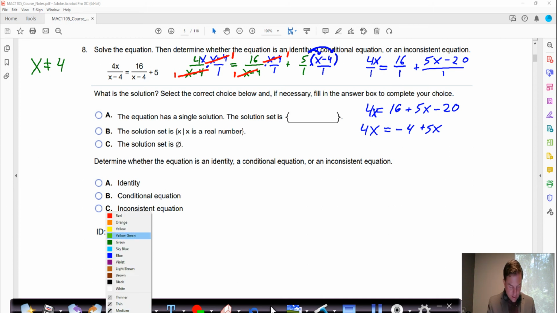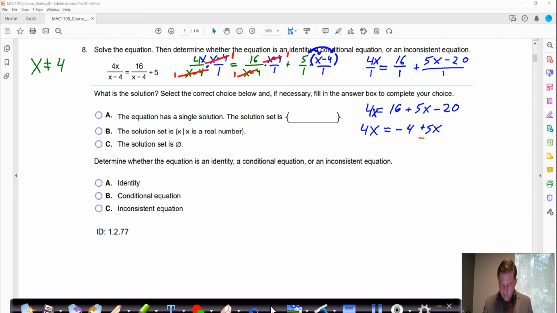Okay, I like to have the x's on the left, so let's subtract 5x away from both sides. 4 take away 5 is minus 1x. Equal sign drops down, minus 4 drops down. 5x and minus 5x cancel.